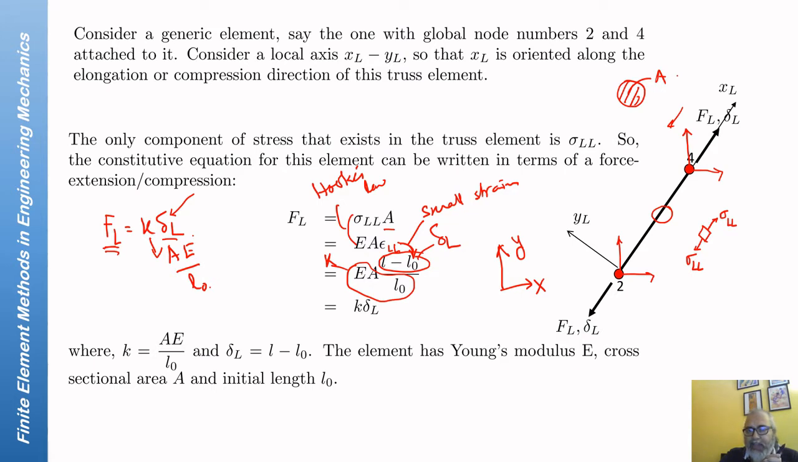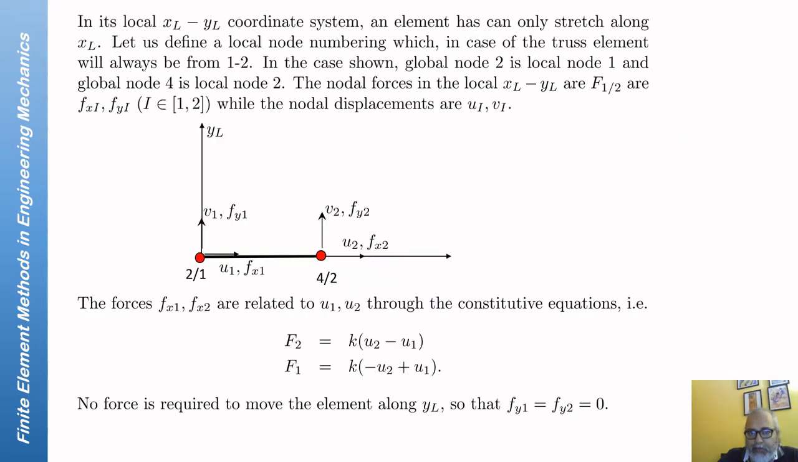So that done, now I know that this is the constitutive equation, F equal to K delta L, where K is AE by L naught, the constitutive equation of this element when you write it in the XL YL coordinate system, XL running along the axis. So let me then write the free body diagram along the XL-YL direction.